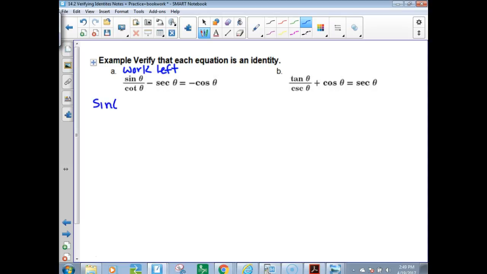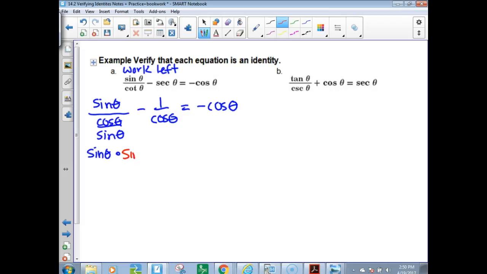So I'm going to rewrite the cotangent as what I've memorized it to be, which is cosine theta over sine theta, because it's x over y. Secant theta is 1 over the cosine, and that equals negative cosine theta on the right, and that's going to stay that way. Well, I figure I better get rid of this compound fraction here. I have a term divided by a fraction. So I'm going to change it to multiply by the reciprocal. So I'm going to flip over the cosine over sine, to sine over cosine.